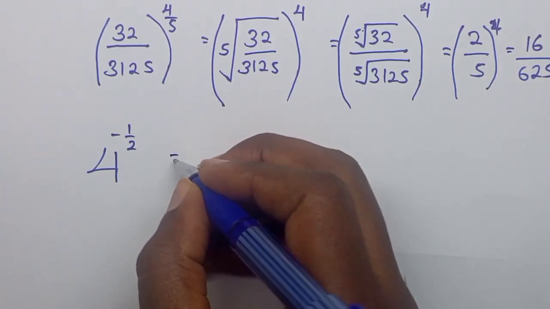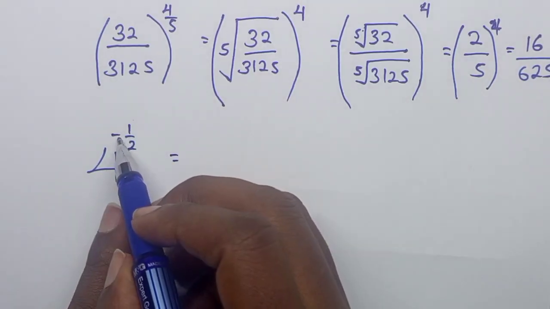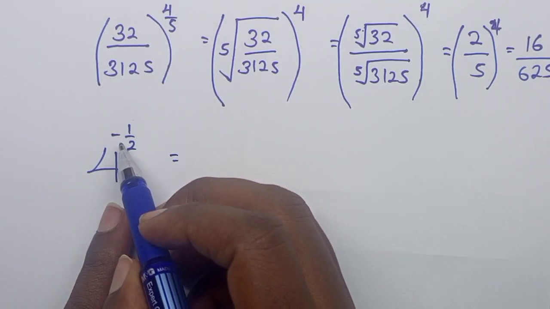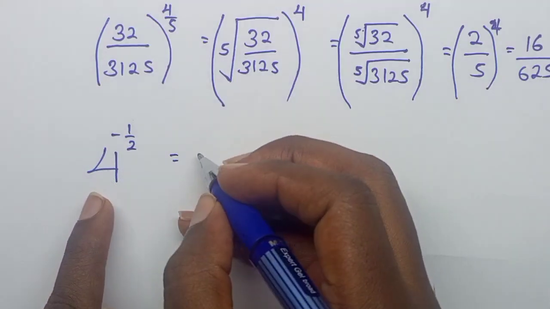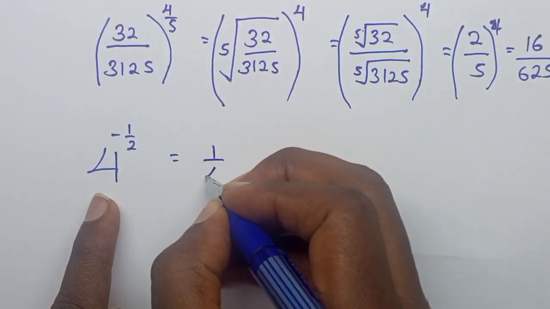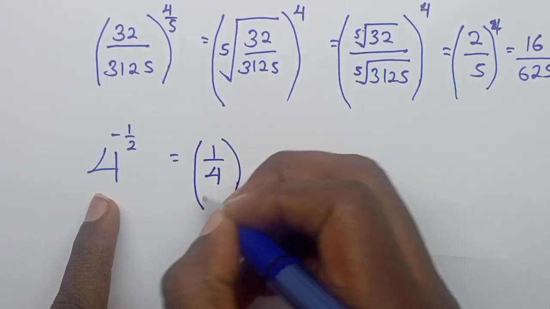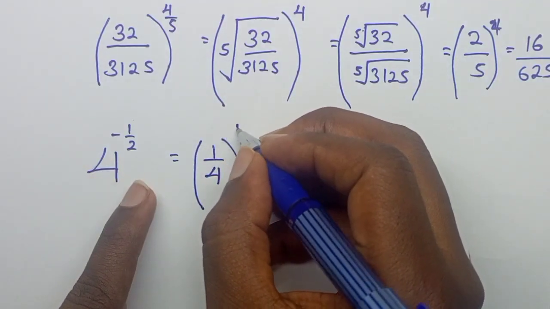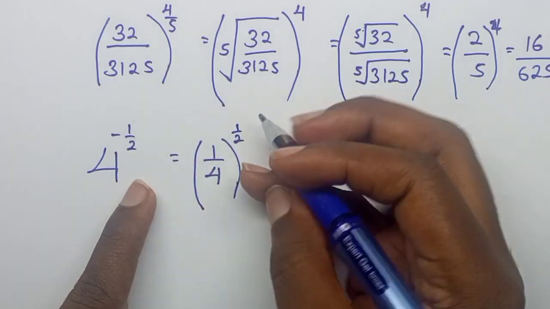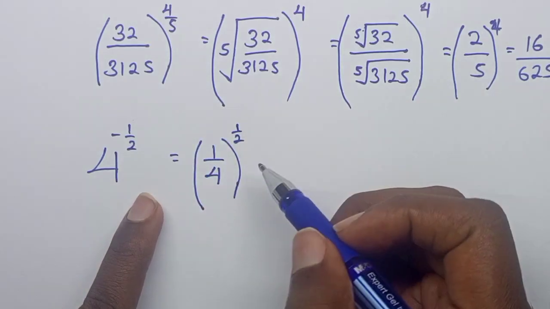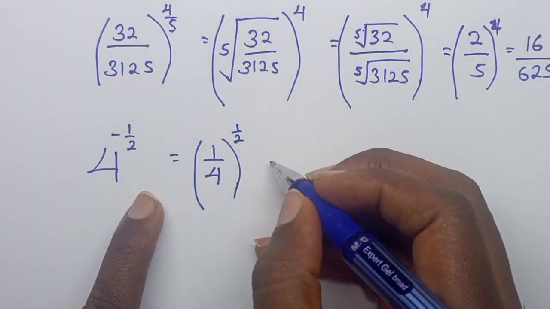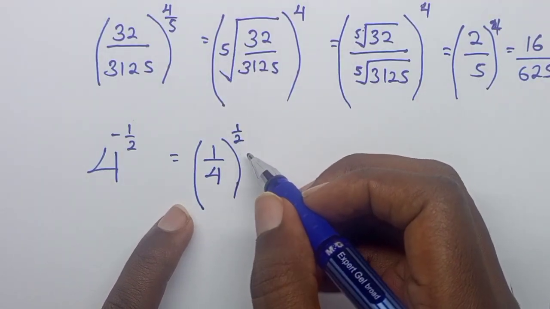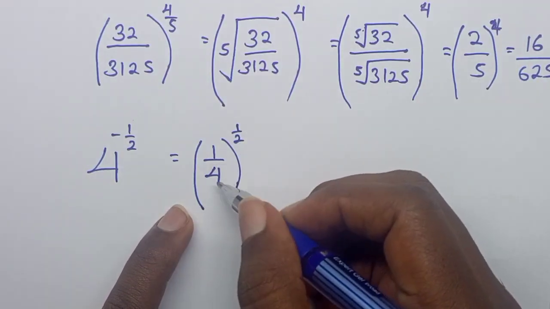So remember, we said you first now have to deal with the negative. So the negative implies that you have to reciprocate the base. The base is 4. So the reciprocal of 4 is 1 over 4. Then you power it with the power without the negative. Then we go back to what we said about a fractional power. We said that the denominator acts as the root of the base.